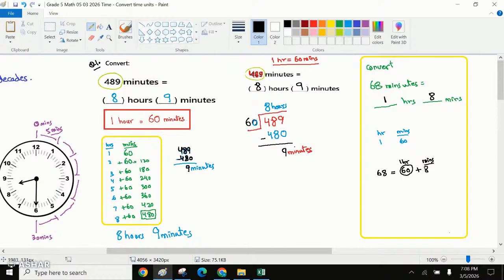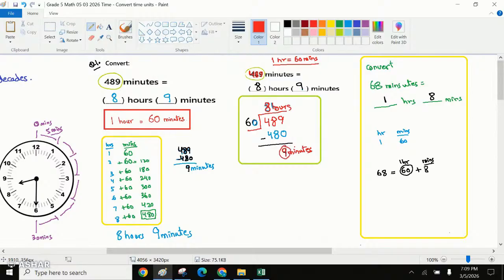The first working that I did was 60 plus 60 plus 60 plus 60. That is a very long working, right? We would have to do a lot of addition over there and we have a lot of chances of making an error. But if we know the division, we know that 8 was the quotient. It becomes the hours. And the remainder is the minutes. This is the remainder. That is the minutes.